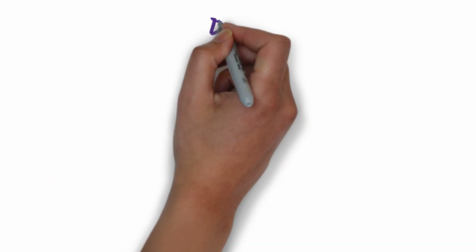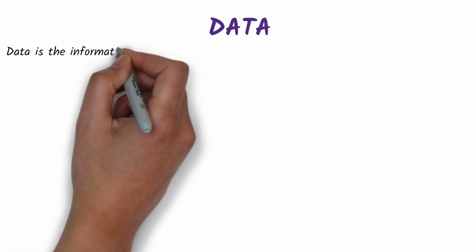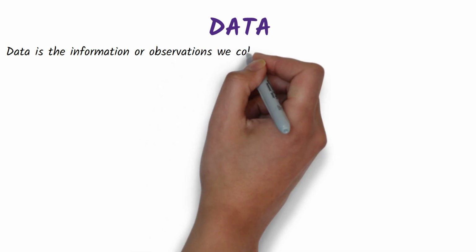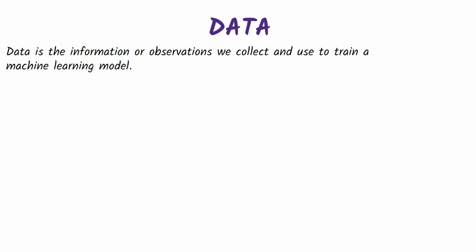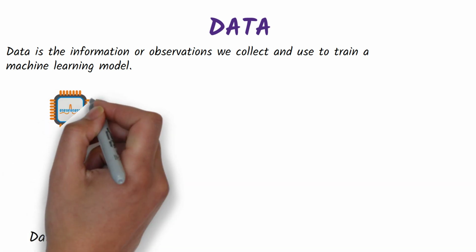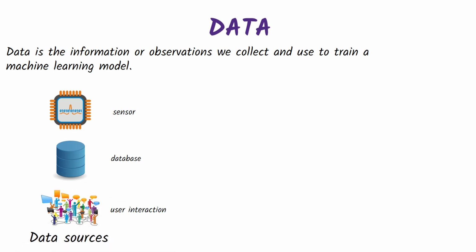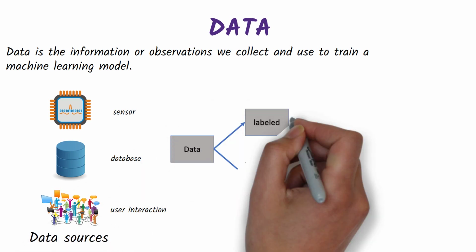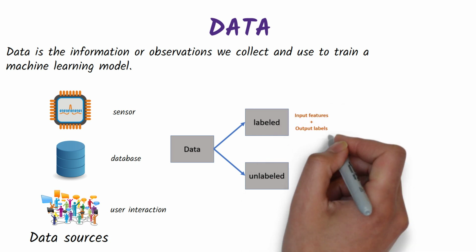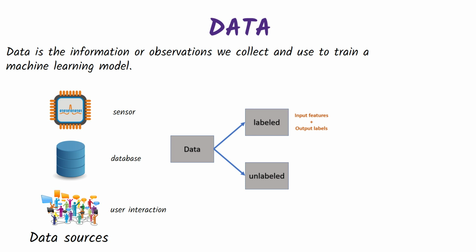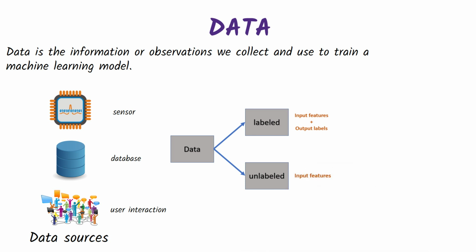What is data? Data is the information or observations we collect and use to train a machine learning model. We can get data from different sources like sensors, databases, or user interactions. There are two types of data: labeled and unlabeled. Labeled data includes both input features and output labels. Unlabeled data includes only input features.